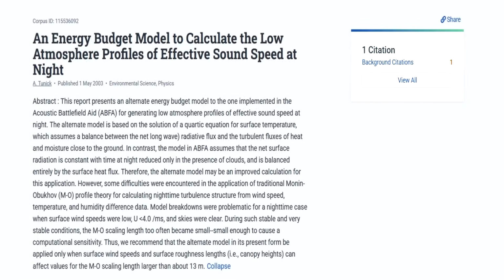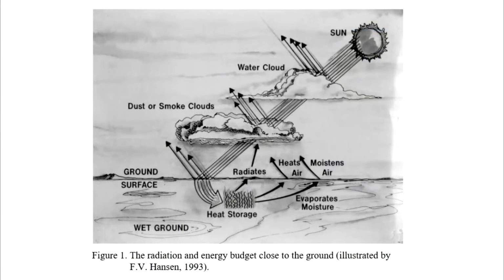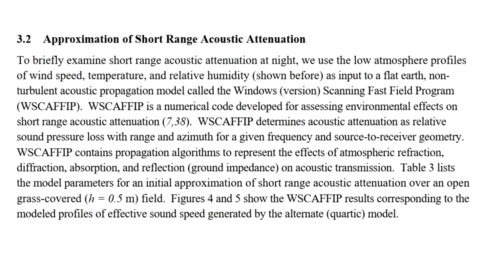Army Research Laboratory released another paper in 2003 titled An Energy Budget Model to Calculate the Low Atmosphere Profiles of Effective Sound Speed at Night, where they tested advanced sensors and computer models for the surveillance, detection, identification, and tracking of sound-emitting targets in combat. To examine acoustic attenuation at night, they used low atmosphere profiles of wind speed, temperature, and relative humidity as input to a flat Earth.